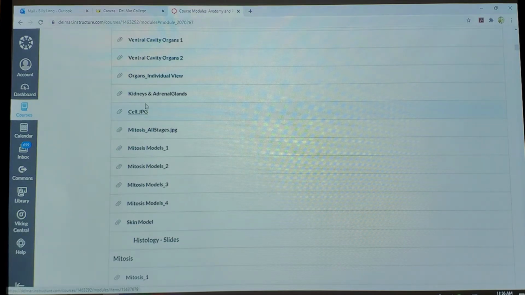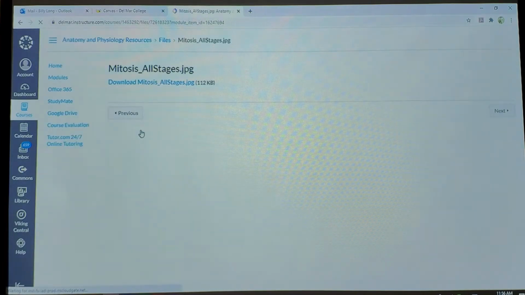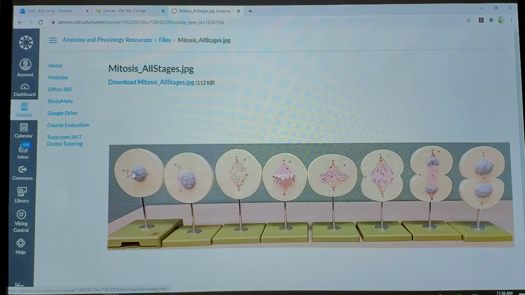So when it comes to all the models, we have the mitosis models that we've gone over in a previous video. Here are all the stages of mitosis. We have interphase with the two centrioles next to each other, prophase with the centrioles migrating. Some instructors do the late prophase, I don't. This is metaphase. You can see the chromosomes, you can see the centriole, the little black dot, you can see the spindle fiber, the reddish or orange looking line.